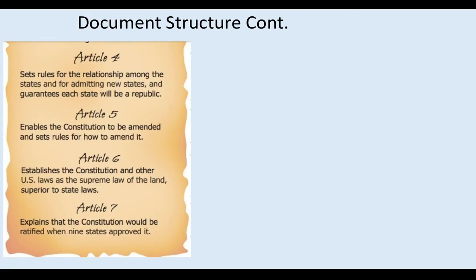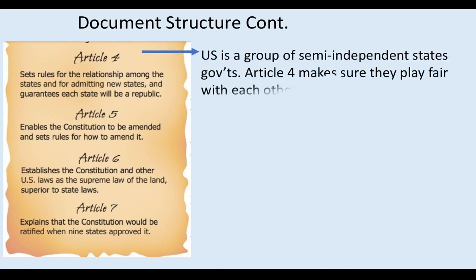All right, moving on to the rest of the document structure. While we won't be focusing on Article 4, 5, 6, and 7 in our year, it is good to have a general breakdown and a basic knowledge of what they entail. So Article 4 shows and emphasizes that the U.S. is a group of semi-independent state governments. Article 4 makes sure that those states' governments actually play fair with one another. So let's fill in our missing word there of semi-independent.